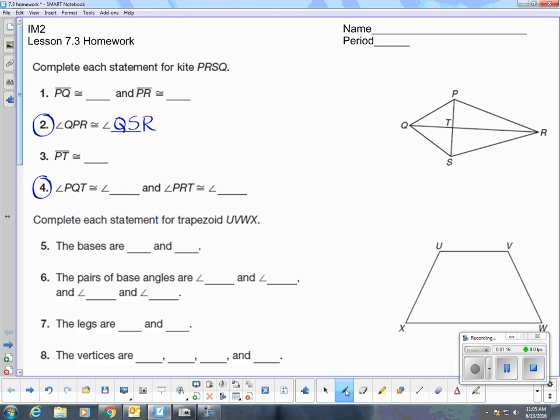And in number 4, we're looking at angle PQT. Angle PQT is this angle right here, and it is congruent to angle SQT. And then we're also taking a look at angle PRT. PRT is this angle down here, and it is congruent to angle SRT, this angle right here.